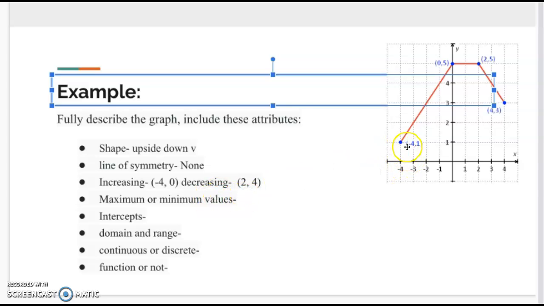Maximum and minimum values. Well, the lowest it can go right here is at -4. So the minimum value is at -4. The highest value it can go is right here, which is +5. Intercepts. Is it crossing the x-axis at any point? It is not, so for x-intercepts, we have none. And for y-intercepts, where is it hitting y? Right here at 0, 5.